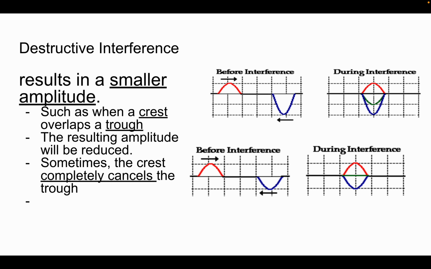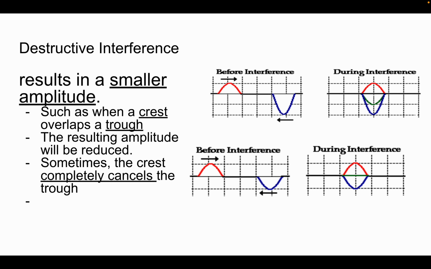Destructive interference is when crests and troughs overlap. So the crest matches up with the trough and the trough matches up with the crest perfectly, and this results in a smaller amplitude because essentially they are canceled out. So that crest can cancel out the trough and the resulting amplitude is reduced. And we can see that in this example here.